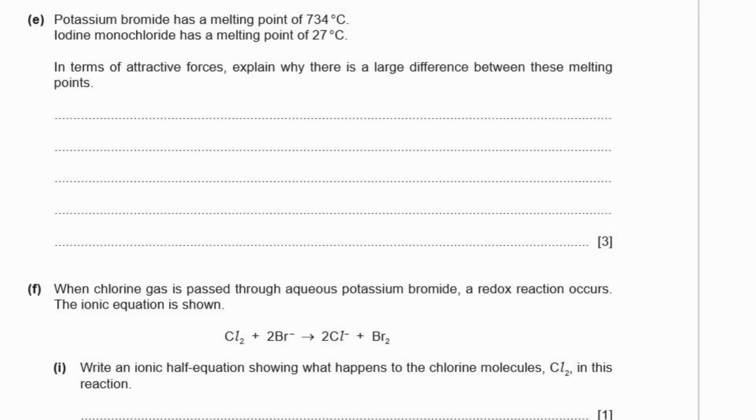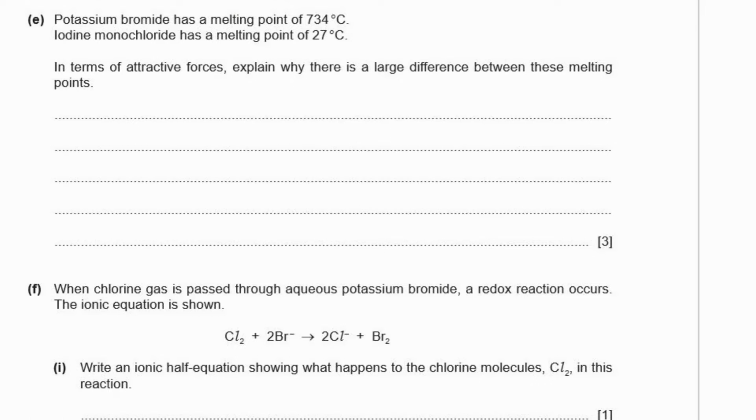E. Potassium bromide has a melting point of 734 degrees Celsius. Iodine monochloride has a melting point of 27 degrees Celsius. In terms of attractive forces, explain why there is a large difference between these melting points. Now the reason why is potassium bromide is salt. It has an ionic structure, an ionic lattice, and that is a very strong structure. It takes a lot of energy to break ionic bonds.